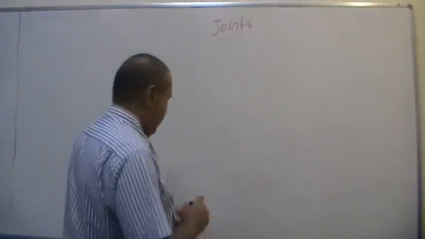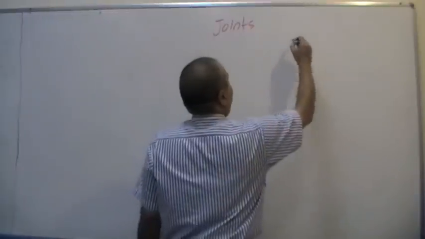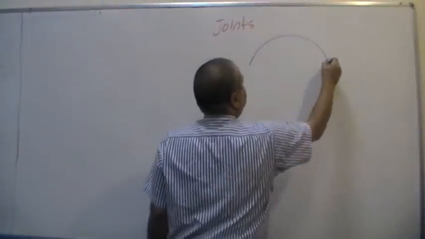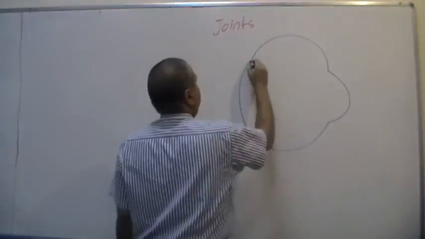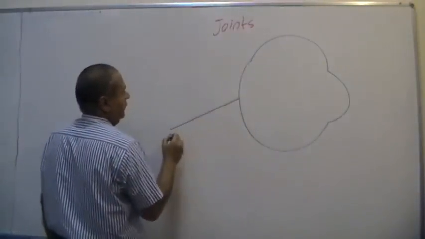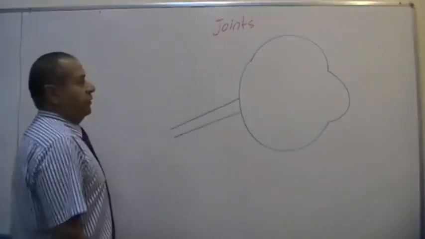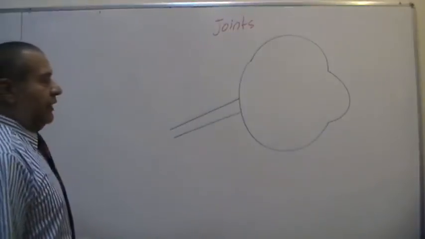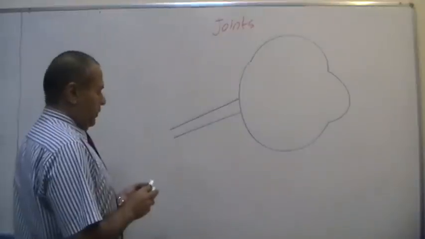Nerves of the orbit. This is the eyeball. The optic nerve is attached to the posterior ball of the eye. It's not exactly to the posterior ball, but just medial to the posterior ball.